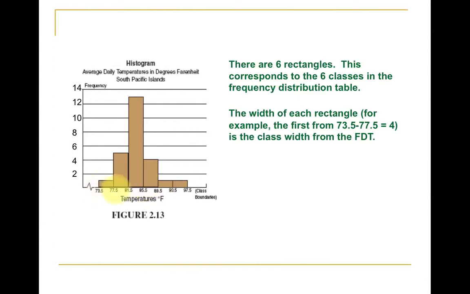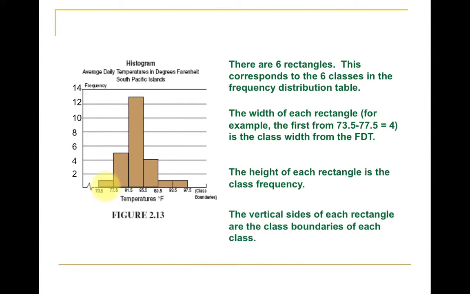You can easily find a class width by looking at class boundaries and subtracting consecutive class boundaries. So looking at these class boundaries, if I wanted to find the width, all I had to do was subtract 77.5 minus 73.5, or 81.5 minus 77.5. The height of each rectangle is the class's frequency. The vertical sides of each rectangle are the class boundaries of each class. So if we take a look at the very first rectangle, it's got a class boundary that goes from 73.5 to 77.5.